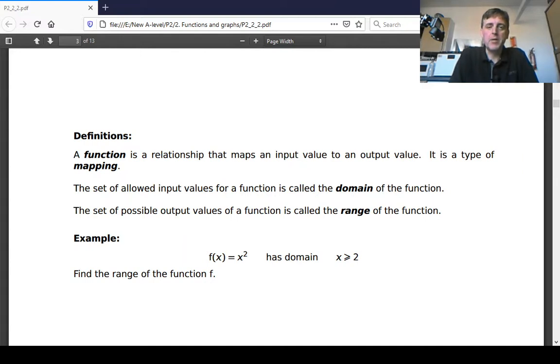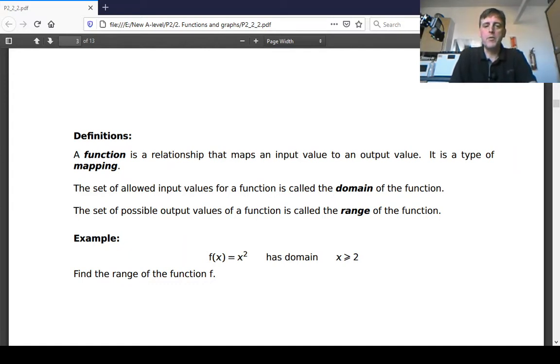So there's an example here on the screen, where we're looking at the function f of x, which equals x squared. So a nice simple function. But we're not allowing ourselves to input all real numbers into this function. What we're going to do is restrict our input numbers to only numbers x which are greater than or equal to 2. So to use the language, we would say that the domain of the function is the set of all numbers x greater than or equal to 2. And let's see if we can use that information to find the range of the function. That would be the set of all possible output values.